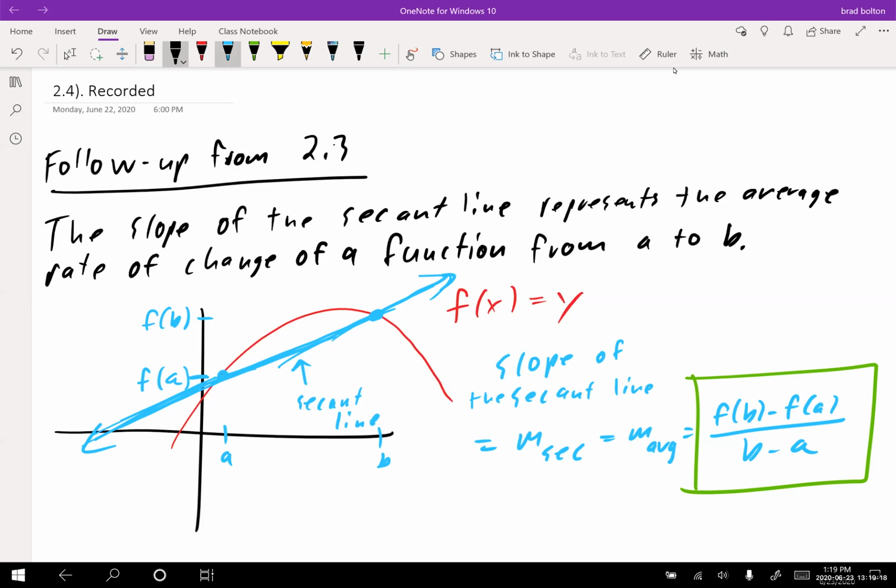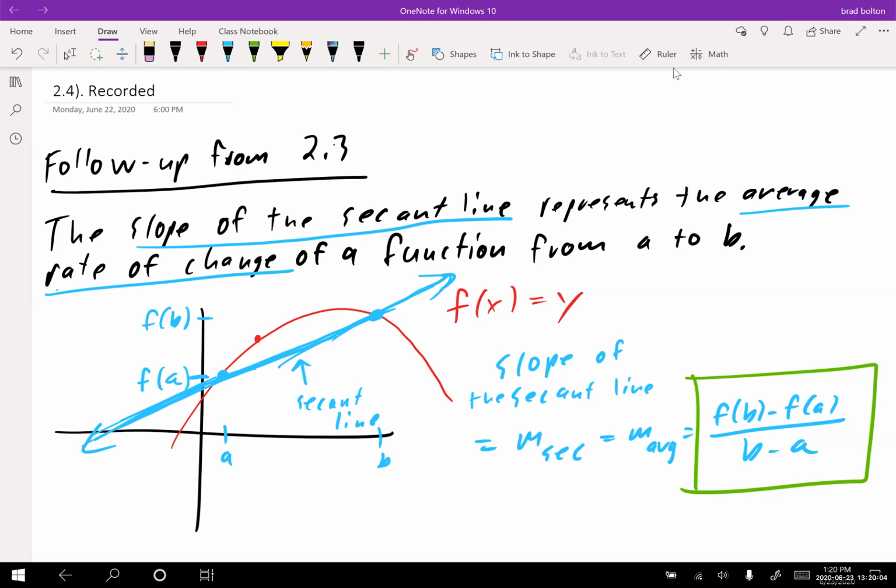So here it says that the slope of the secant line represents the average rate of change of a function from A to B. So what that means is if we want to know how much a function is changing from here to here, let's say, we take the secant line and the secant line would average that change in the function. Okay, so again, we're averaging it out. We're not finding the instantaneous rate of change. Like if you wanted to know right here, we would need a tangent line, right? We would need a tangent line to draw. So what we're finding is the average rate of change from A to B, not the instantaneous rate of change.